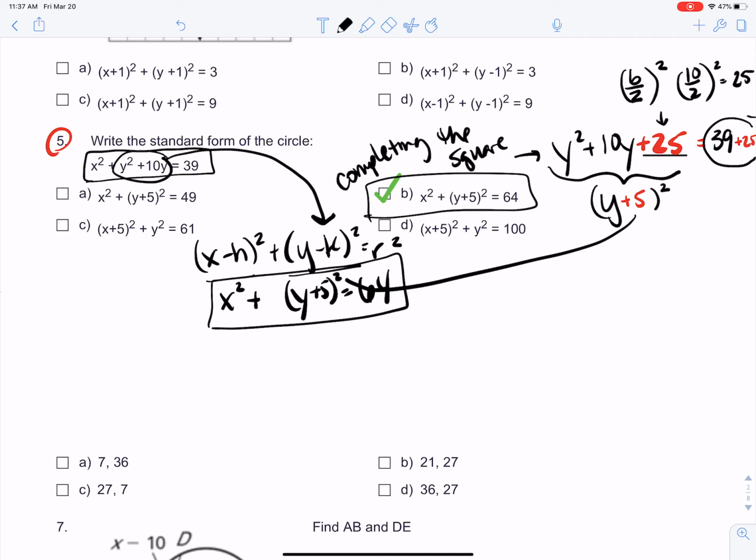Okay, so you have to complete the square. And the way you complete the square is by taking half of the b and squaring it and adding that term to both sides of the equation. Then rewrite the trinomial as a binomial squared, and then you can rewrite it in standard form.